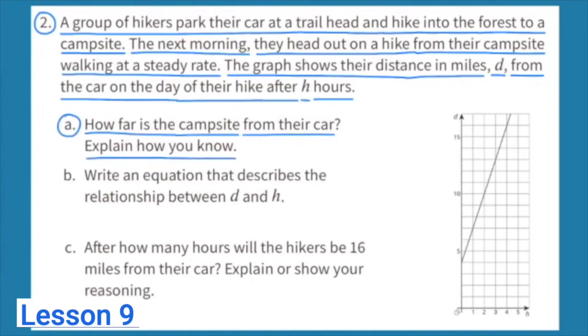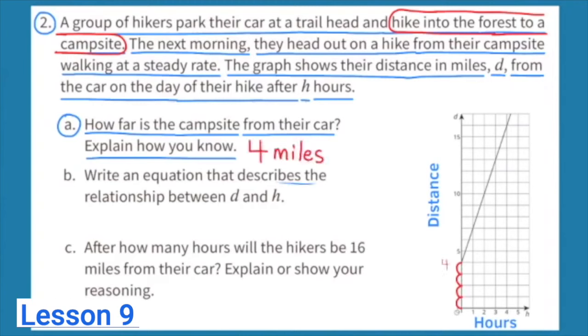Explain how you know. I labeled the horizontal axis hours and the vertical axis distance. The origin represents where they parked the car, and the y-intercept represents their campsite. Some key information that they told us in the paragraph is the hike into the forest to a campsite. Start at the origin and count up until you hit the y-intercept. Here you can see the y-intercept is 4, so the campsite is 4 miles away from their car.